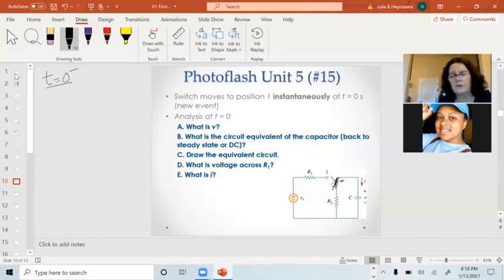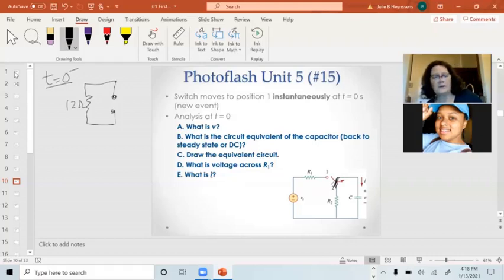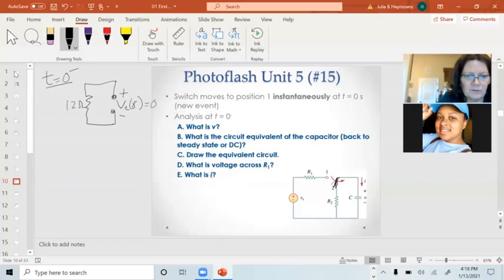So t equals 0 minus, capacitor's been sitting there a long time. DC model is an open circuit. Resistor, 12 ohms. There's no energy source in the circuit. There's no path for current to flow. So I can pretty safely say the voltage across the capacitor is right here. My VC of 0 minus in this case is 0 volts. And there's no current flowing.